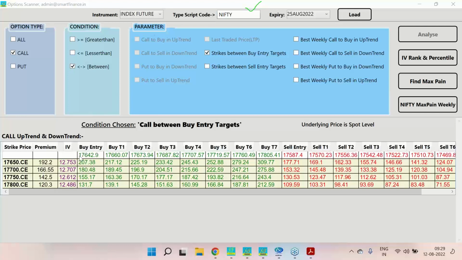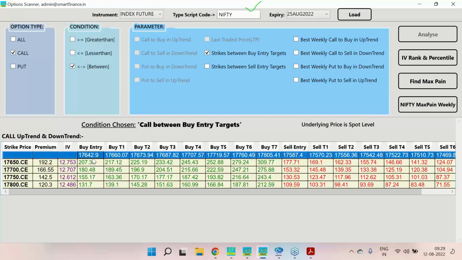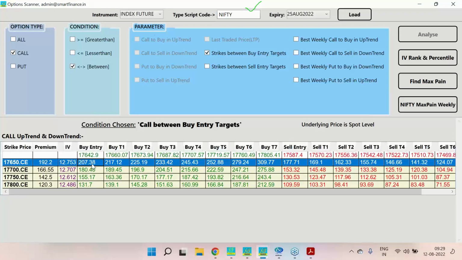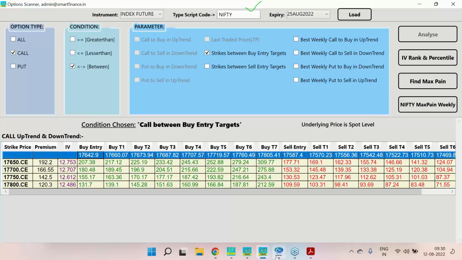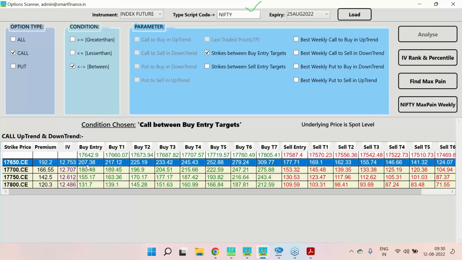We have clearly mentioned that the underlying price is the Nifty spot. Once the Nifty spot crosses 17,643, that time only you should buy. Either of these things, 207 or 643, whichever comes first, you will be entering the trade. So you will be buying the 650 call option at 207. Keep a stop loss at 177.71 or 178, and these are your targets.